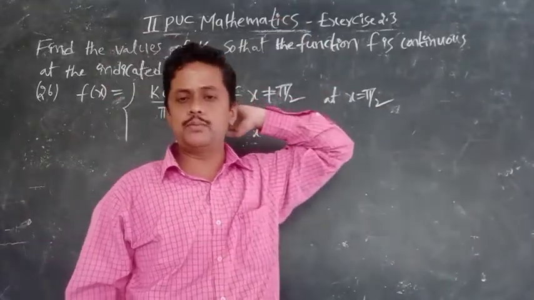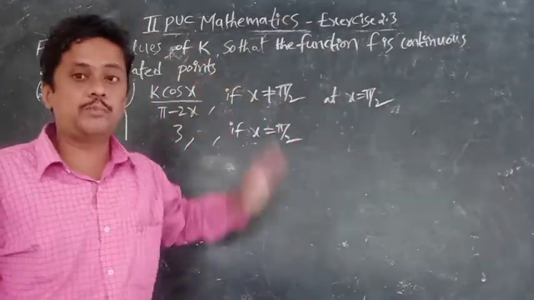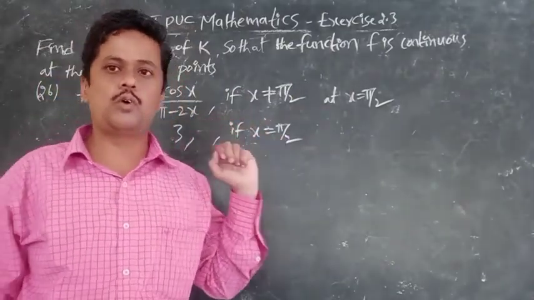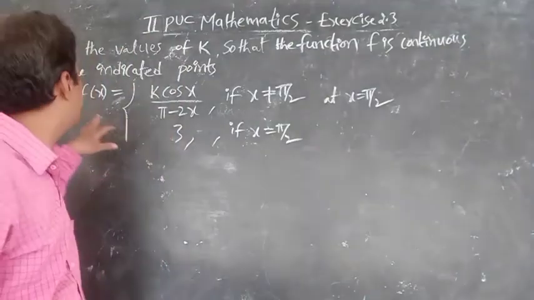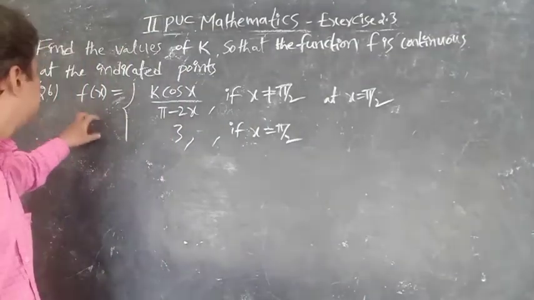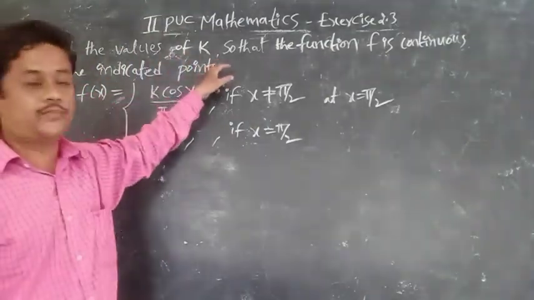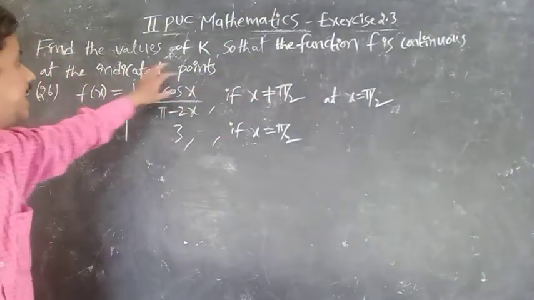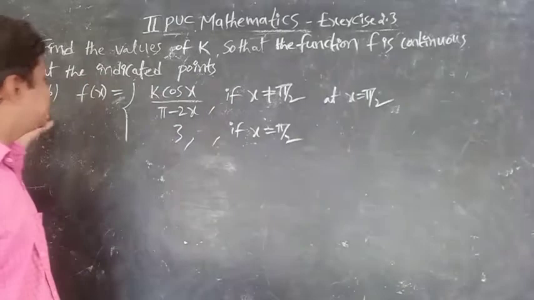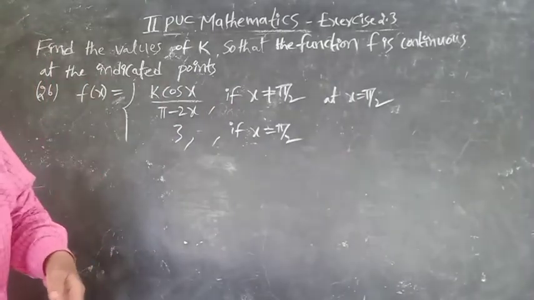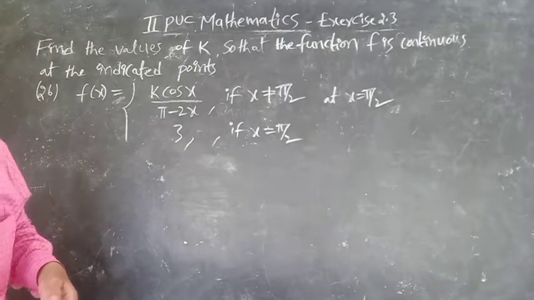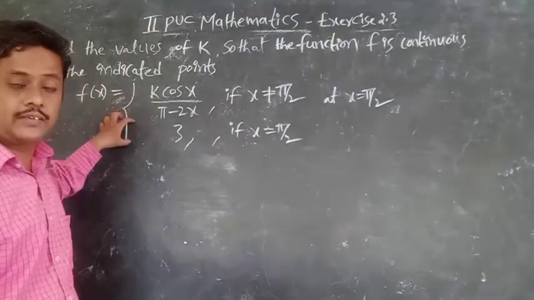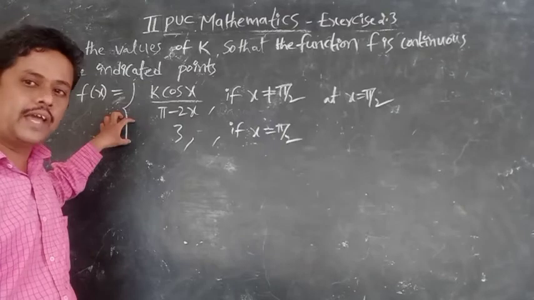In the last class, we saw so many problems from continuity exercise 5.1. Next are problems that are very important for the 4 marks questions. First, question number 26: find the values of k so that the function f is continuous at the indicated points. Up to question 29 there are such problems. This function is given, and we have to find the k value.